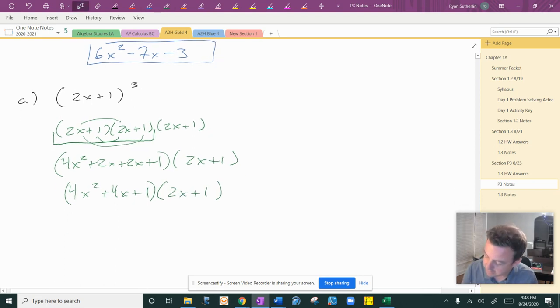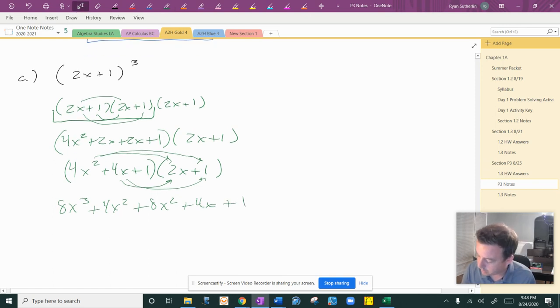So now I've just got to distribute here. I have a total of 6 terms, right? I have 4x squared times 2x, so 8x to the third. 4x squared times 1 is 4x squared. Now 4x times 2x is 8x squared. 4x times 1 is 4x. And then 1 times 1 is 1.